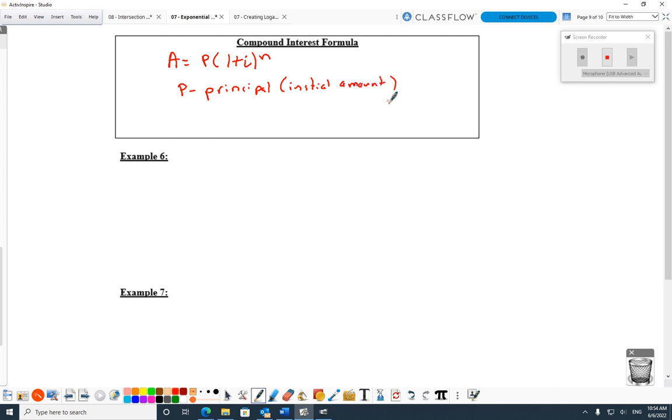And if you're like, here we go, another formula. I hope I'm going to teach this in such a way that you go, this is not a new formula. We've already used this formula once today. I is the interest rate per period, and n is the number of periods.